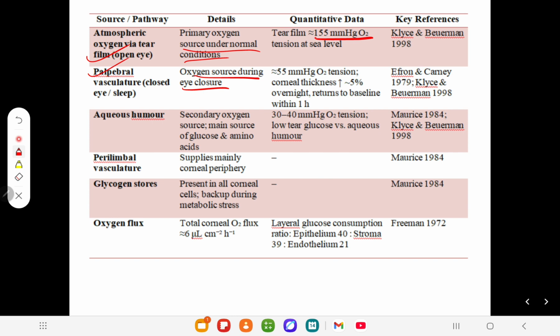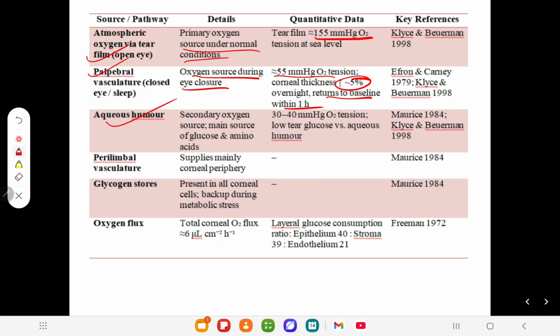So the oxygen source in the closed eye condition is the palpebral vasculature. It is very important that you understand this concept, and whenever there is an MCQ, just tick the palpebral vasculature and don't tick aqueous humor. Yes, aqueous humor is also a source, but the palpebral vasculature is a little bit greater source. With closed eyes, the corneal thickness increases approximately 4 to 5% overnight, but it returns to baseline in 1 hour. I have already told you it's normal.